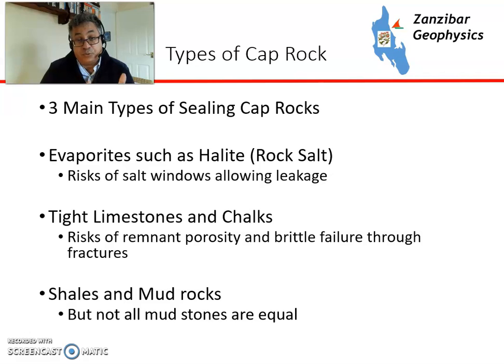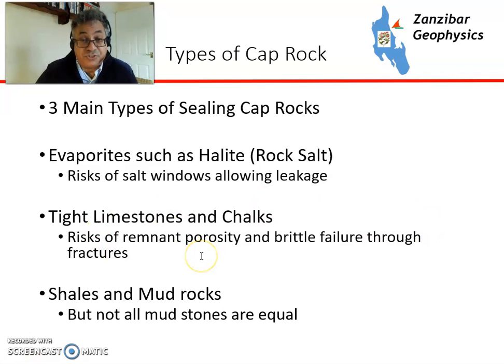For example, when I was working in the pre-Caspian basin in Kazakhstan, you had Permian salt, you had Jurassic and Cretaceous reservoir on top of that, and they were charged through holes in the Permian salt. You also had Carboniferous and Devonian reservoirs underneath the Permian salt, and they were protected from leakage by the Permian salt. You can also have tight limestones and chalks.